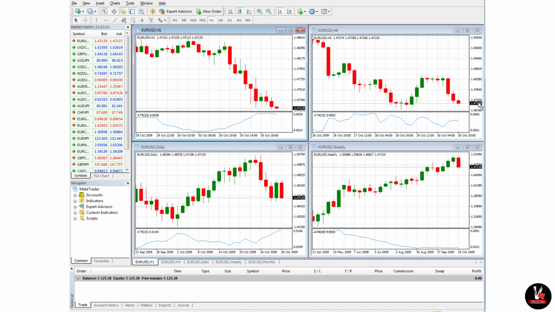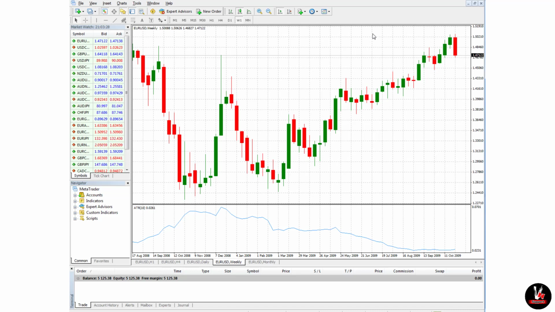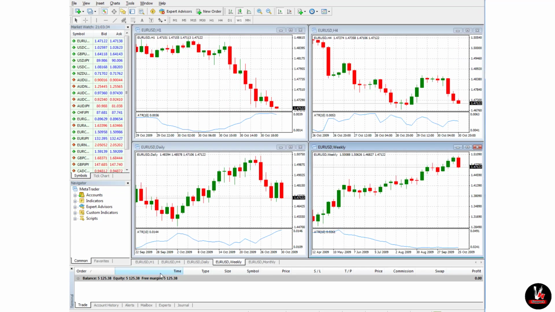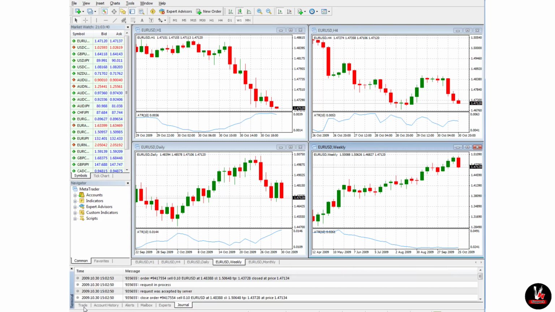Let's go back over here. And this is something that you always check. There's no profit target line. There's no stop loss line. So there are no pending orders. That is a good thing. That's exactly what we want.